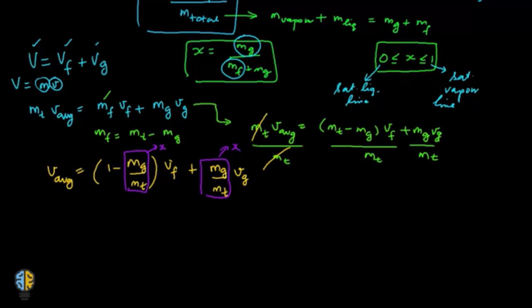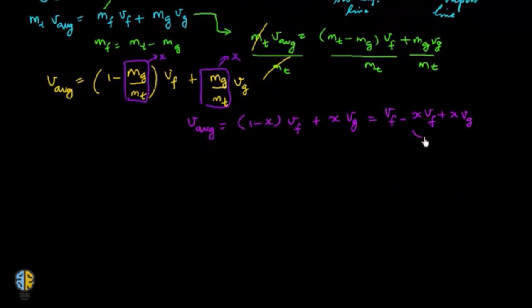So the whole expression would now become the average specific volume is equal to 1 minus X into the liquid specific volume plus X into the vapor specific volume. Now if you expand it a bit, you will get Vf minus X into Vf plus X into Vg. You can combine the values of these two terms and we will have V average is equal to Vf plus X into (Vg minus Vf).